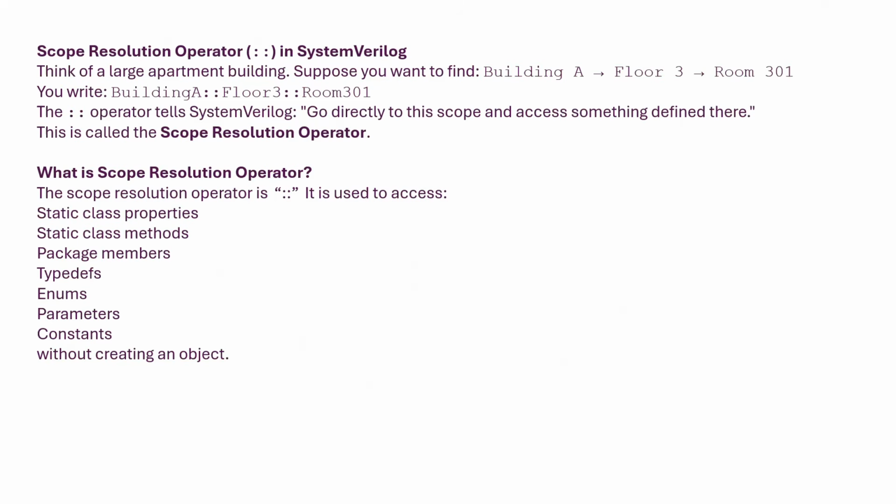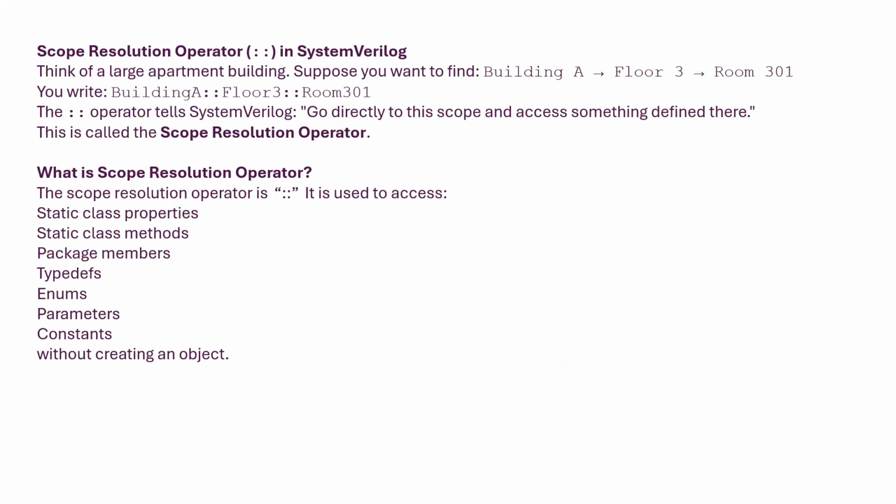In the same way, the scope resolution operator is also like that. So think of a large apartment building. Suppose you want to find building A, inside that floor 3 and room number 301. The scope resolution operator gives you the pinpoint address and goes directly to that same place. What is the usage of scope resolution?